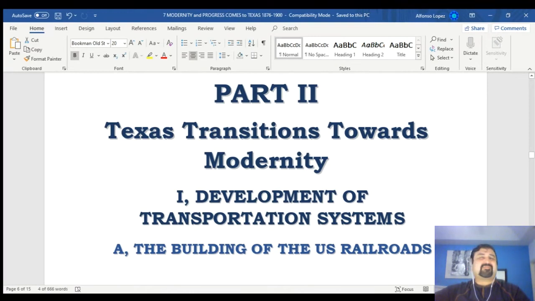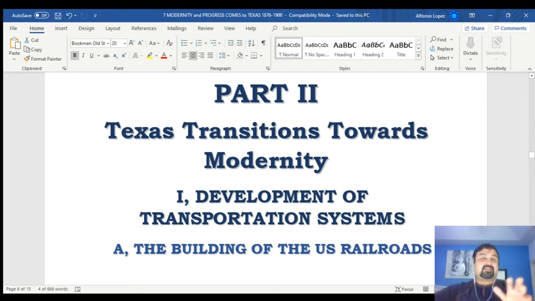We start with, first and foremost, transportation systems, okay? This is important. Before we talk about the industries, we're going to mention some industries here, manufacturing, etc. It is extremely important to take into account that without modern transportation systems, it's very difficult to modernize. As a matter of fact, this is an essential step.